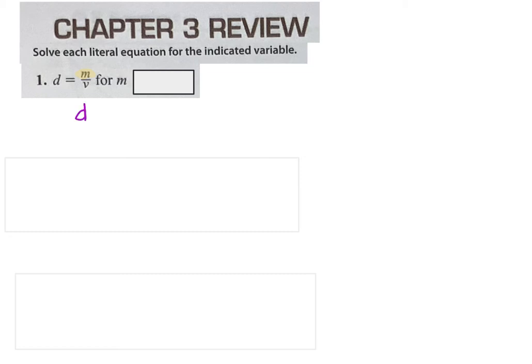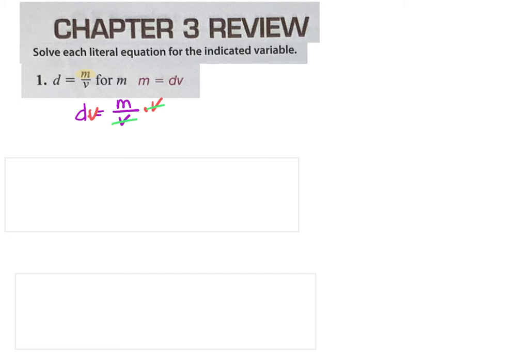So we're going to say, well, it is m divided by v. I want m by itself, so I need to get rid of the v. So what do I do with it? I am going to multiply by that v. And so I multiply both sides by that v. On the right-hand side, it will cancel. And so you should have gotten m equals d times v, or v times d. Order does not matter with multiplication.